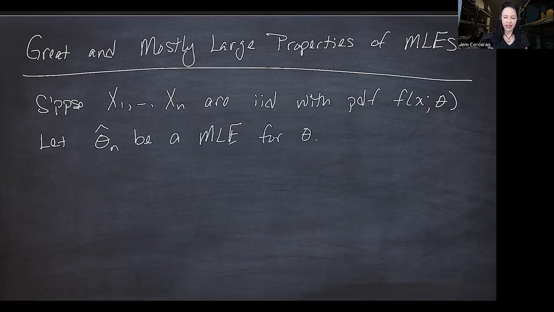So usually we don't have an n on there, but you know how sometimes I write x bar versus x bar sub n to really stress that dependence?